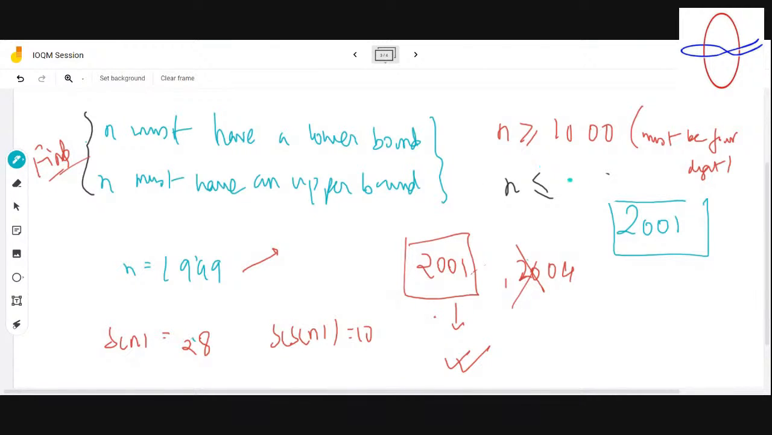N must be less than or equal to 1999. Okay, and plus n equal to 2001. So we are sort of reducing the upper bound. Okay, 2001 is a solution. You're right, totally right. So what are the possible things that we can do now?